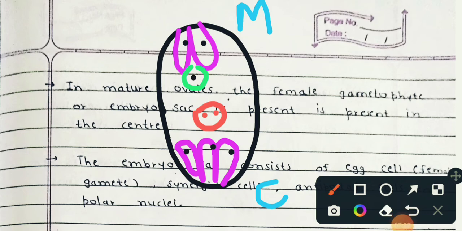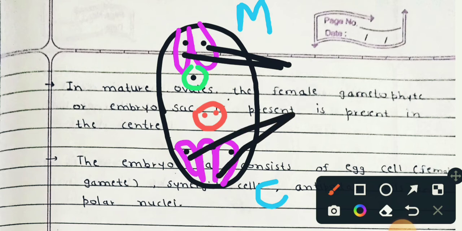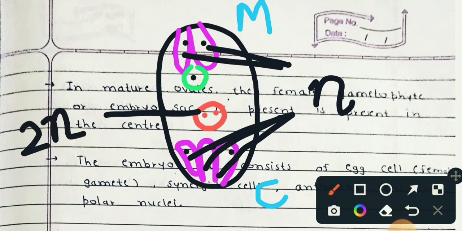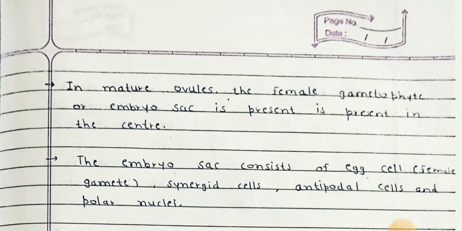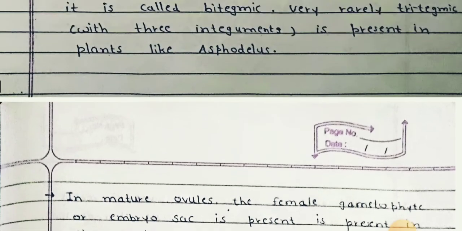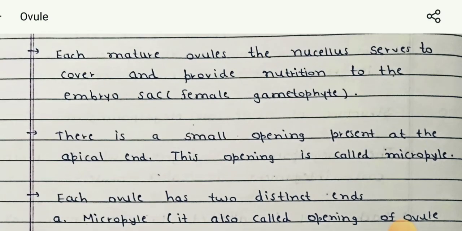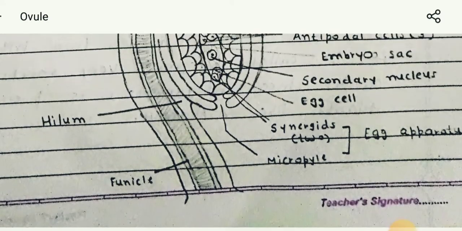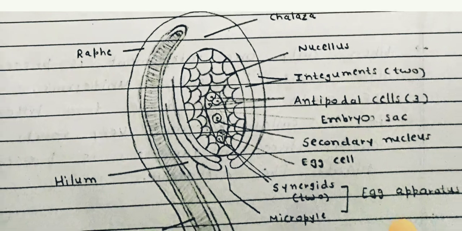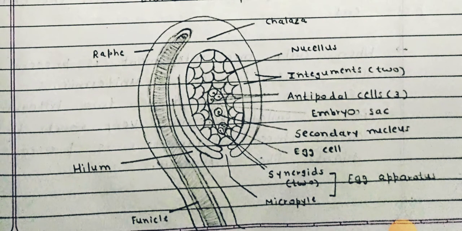Now the ploidy of synergid cells and these antipodal cells is N, and the ploidy of the central cell is 2N. So this is the structure of the mature embryo sac which is present in the ovule. So this is all about the structure of ovule or megasporangium. This is the structure of the anatropous type of ovule.